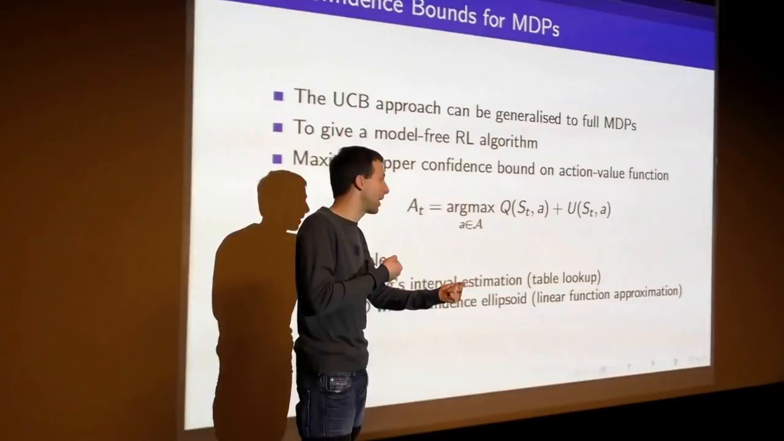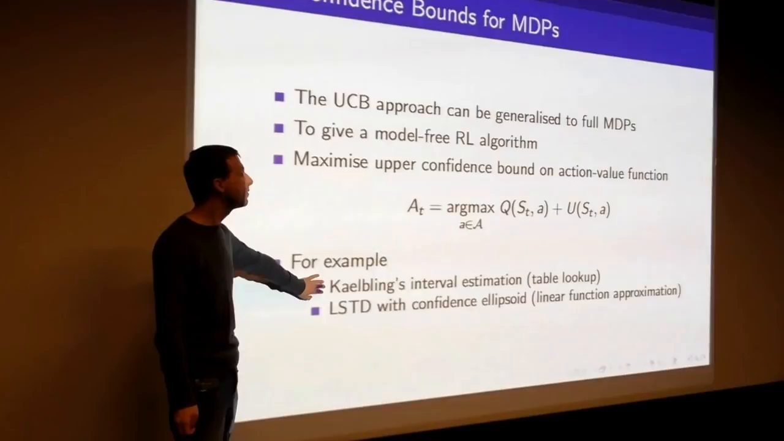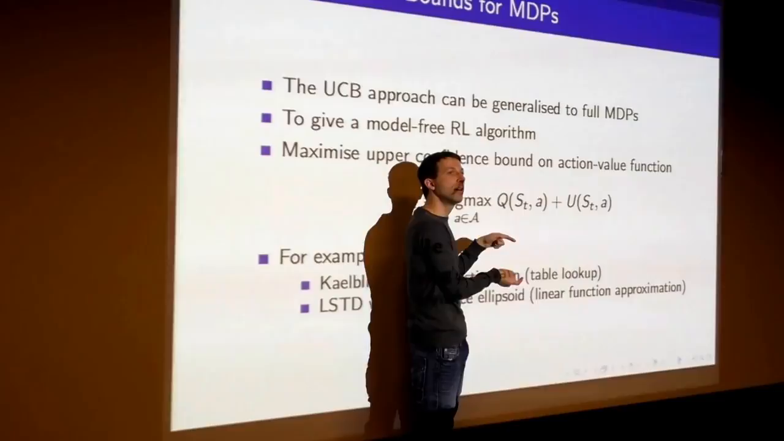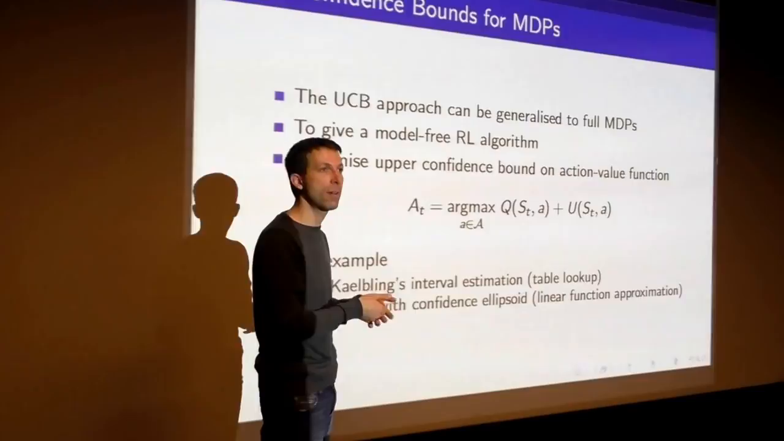The first idea which did this was an interval estimation method, where you basically just have some method that says my Q values, I'm pretty sure they're between 10 and 20, and then we just pick the top end of that interval as the value that we use. You can also use the more sophisticated methods that we saw with Hoeffding's inequality, whatever.